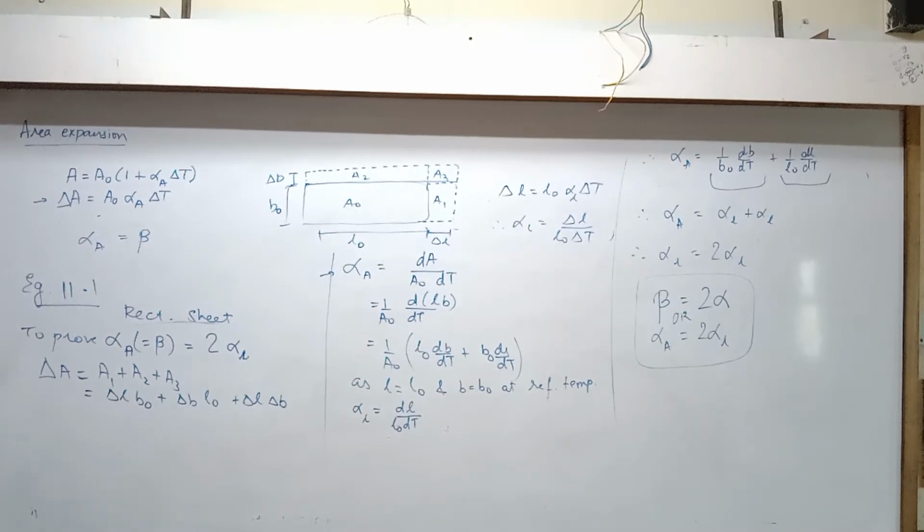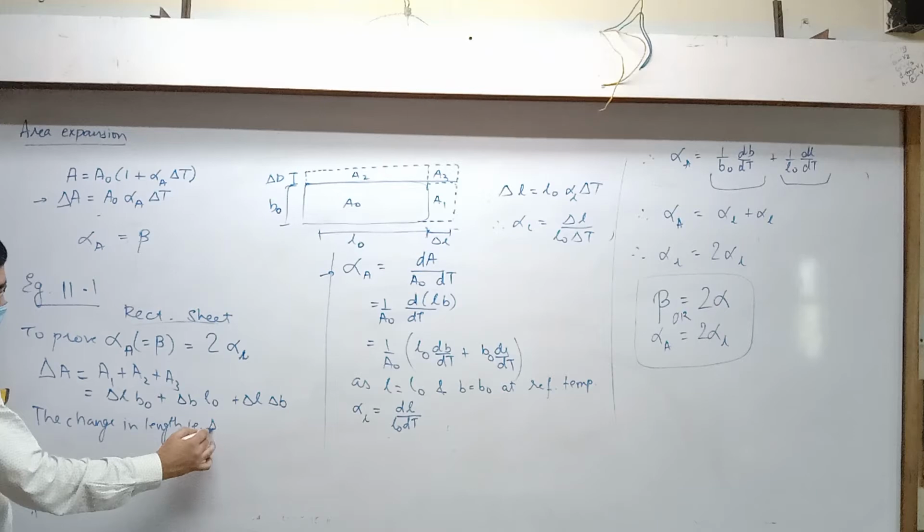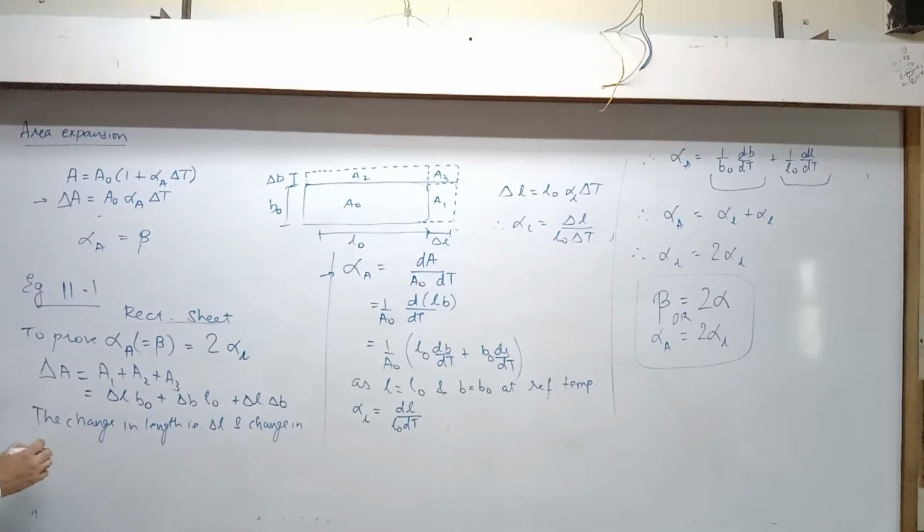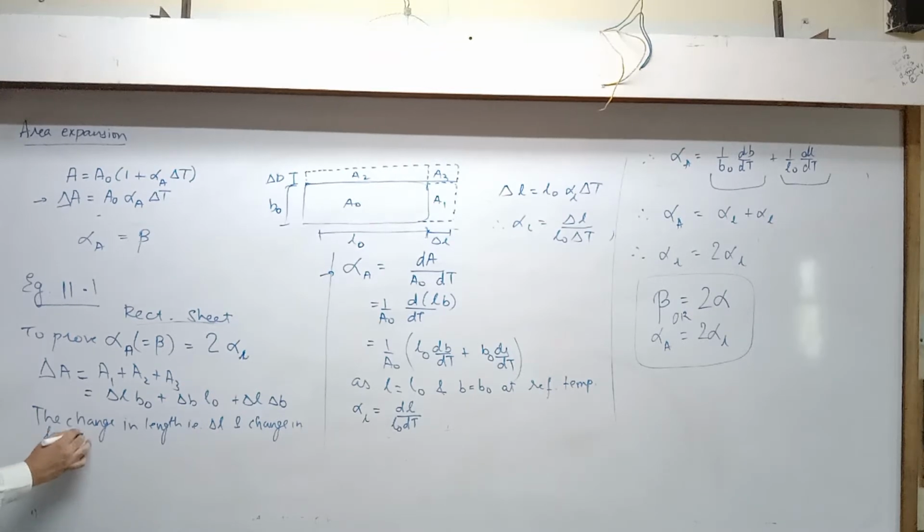Now this is where I don't like this method. It's not like it's wrong or something. Here we are forced to make this assumption, and it's reasonable also, that the change in length, that is delta L, and change in breadth, that is delta B, are both small.